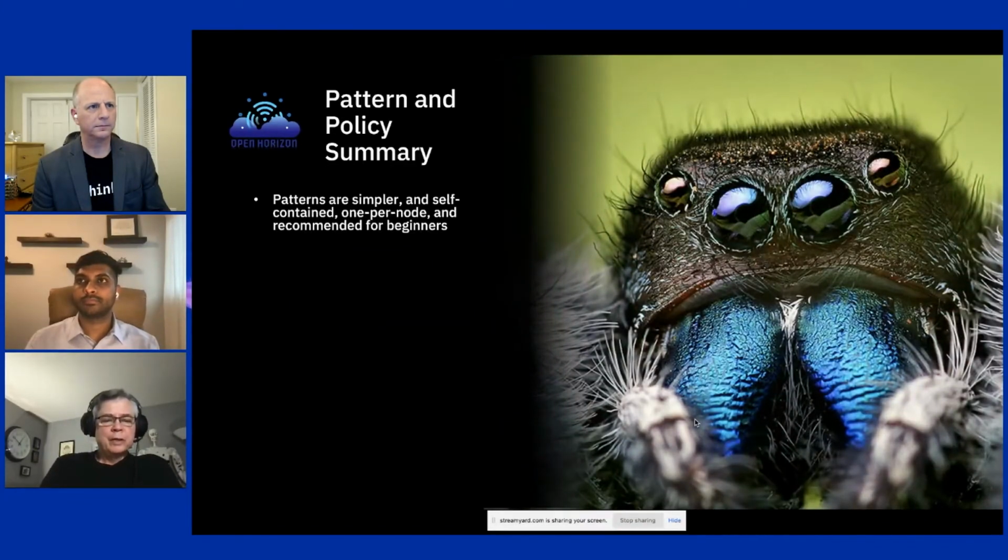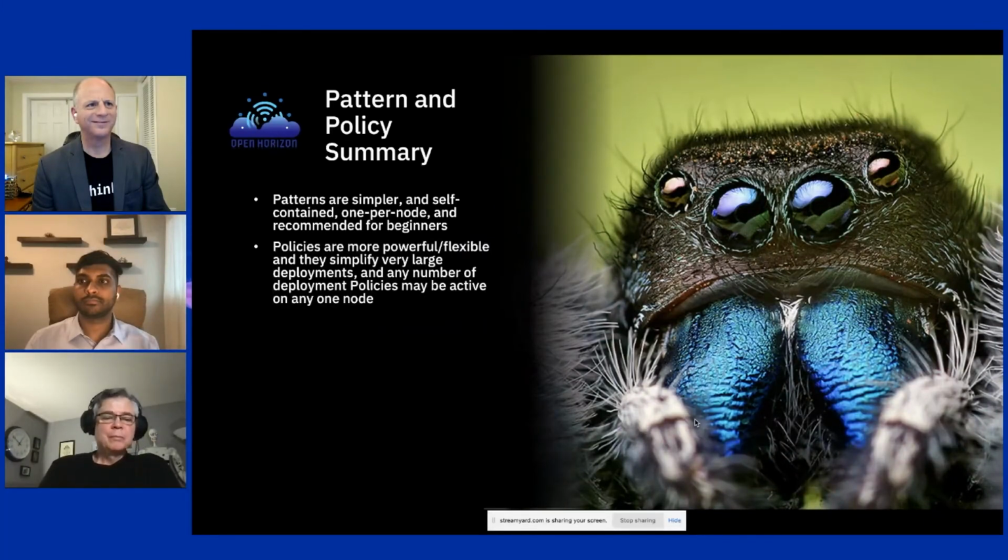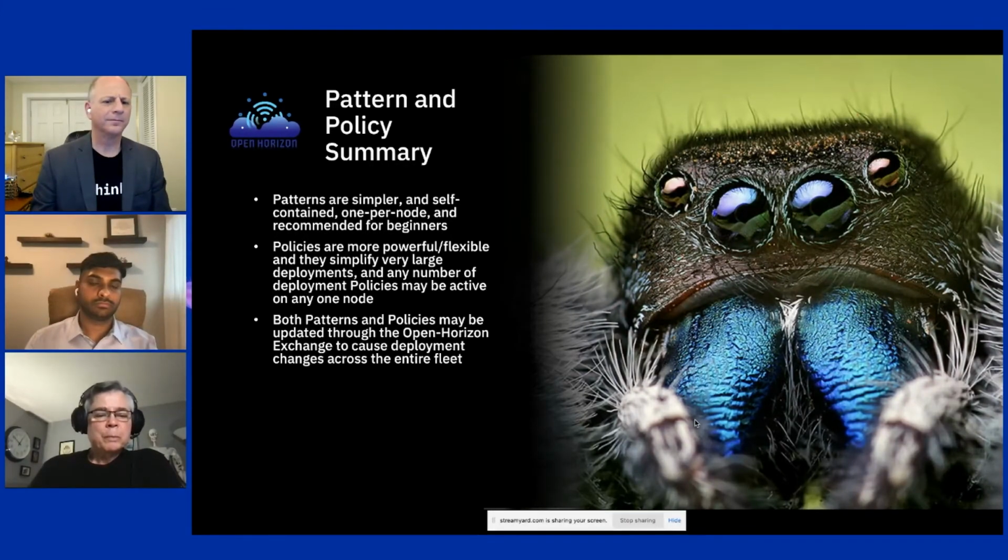Patterns are simpler, self-contained, one per node, recommended for beginners. Policies are more powerful, and they simplify very large deployments. When working with many nodes, the more likely you're going to want to use the policy mechanism because you don't want to address each individual node. It's just too much complication to address each individual node or have a large script with thousands of node entries in it. It becomes quite unmanageable. So both patterns and policies may be updated through the Open Horizon Exchange or using the web UI in the IBM Edge Application Manager to cause deployment changes across your entire fleet.